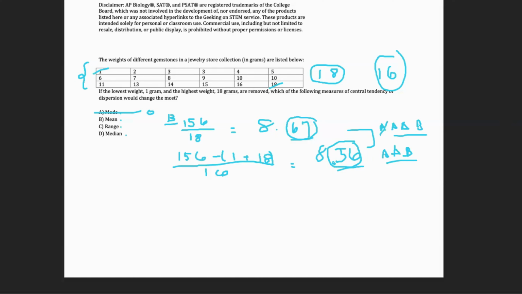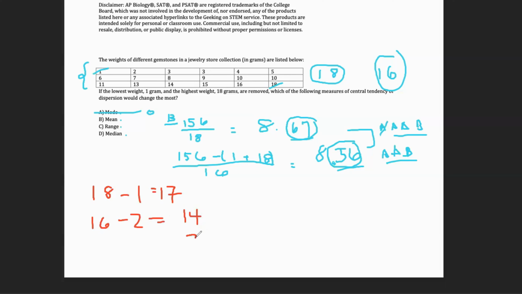Now let's take a look at something like the range. So the range is the highest minus the lowest number. This is a little bit easier to calculate because you have 18 minus 1 when you have the 18 and 1 there, which is going to be 17. And you have the change in range from now 16 and 2. And that's going to be, now you have 14.